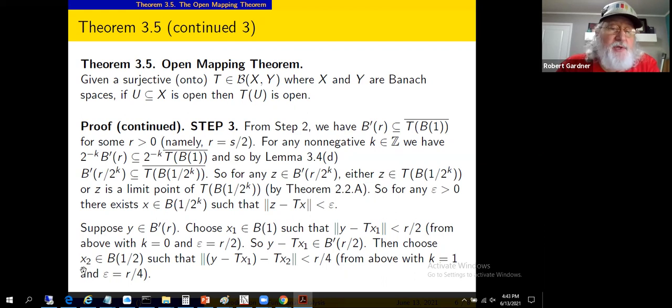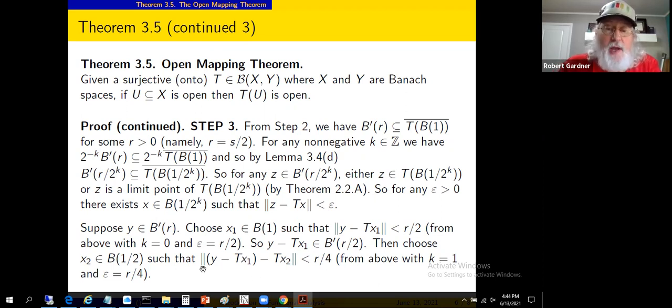Choose x sub 2 in a ball of radius 1/2 and center 0. So we're choosing the x like this with k equals 1, such that this vector, y minus T of x1, this vector in B prime of r over 2, that's playing the role of z, that vector minus T of x2 in norm is less than r over 4. Taking k equals 1, 1 over 2 to the k, 1/2, and epsilon is r over 4.